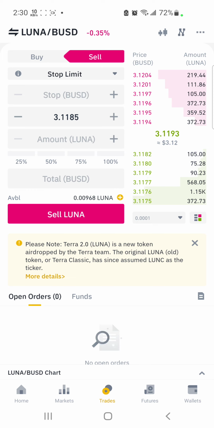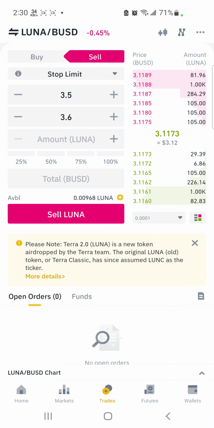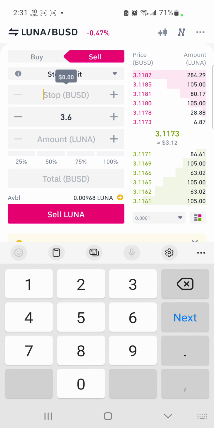Remember, the first price up here is our trigger price. This is the price that the cryptocurrency price has to reach for it to be triggered. So I could say, okay, tell you what, whenever Luna reaches $3.05, sell my Luna for $3.06, right? Then I will just come down here, hit how much percentage I want and click sell. That's it.